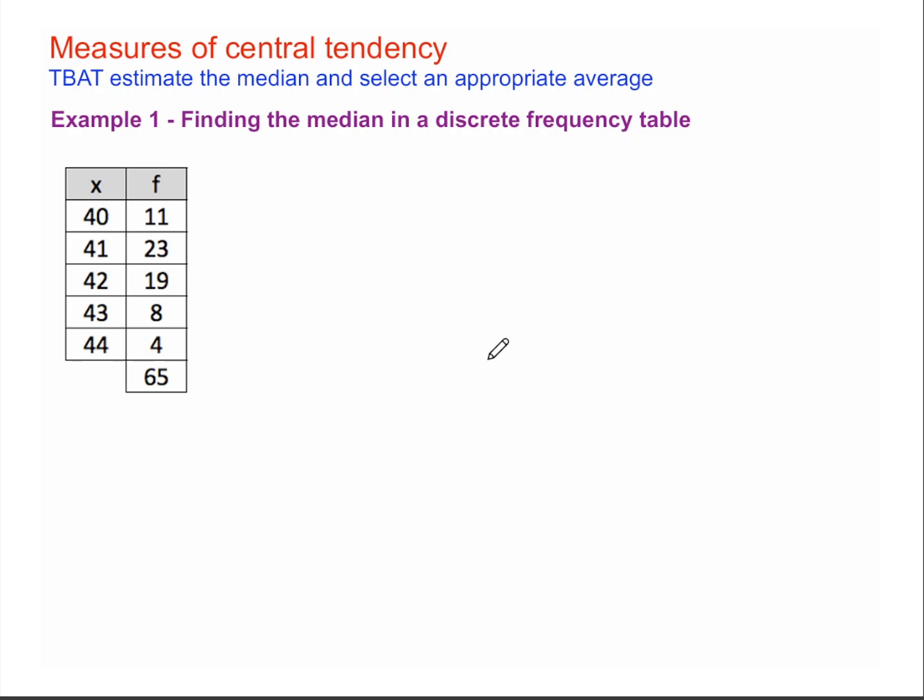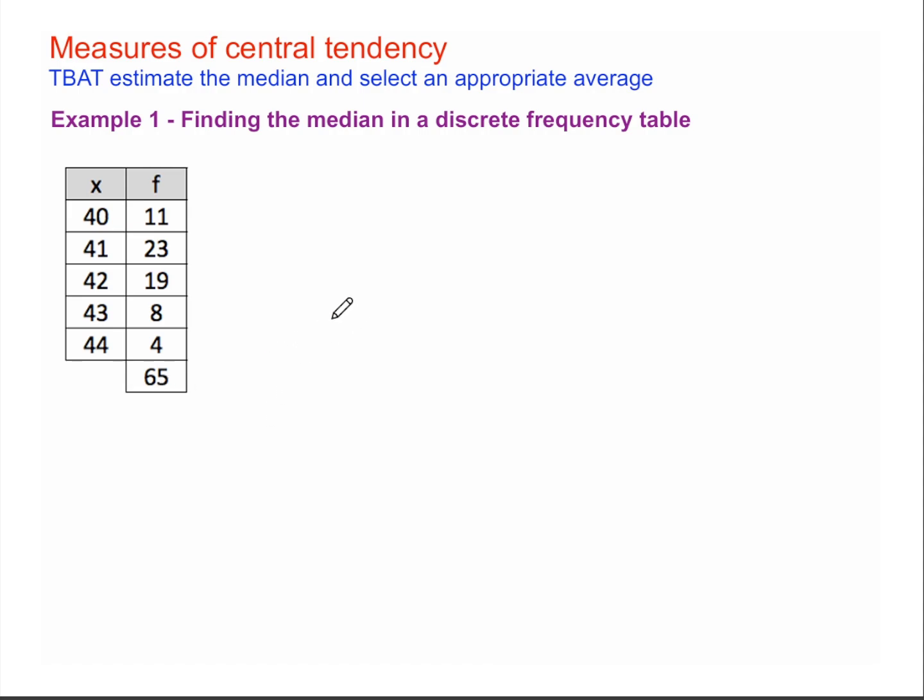Next, we look at the final measure of central tendency before we compare all three of them, which is the median. Here we're told to find the median in a discrete frequency table, where the data points are 40 up to 44, and each is repeated the following times: 11, 23, 19, 8, and 4, for a total of 65. When you're looking at 65 data points, the median is the middle data point.